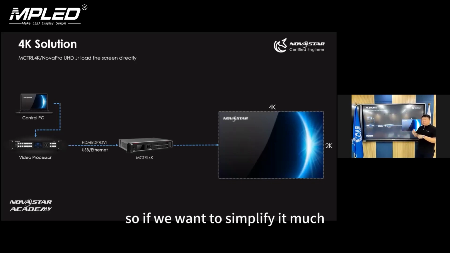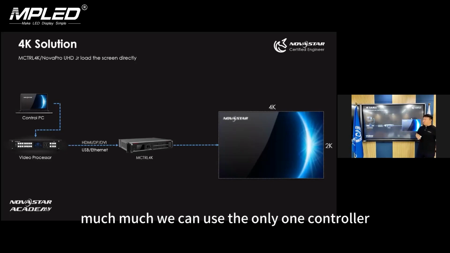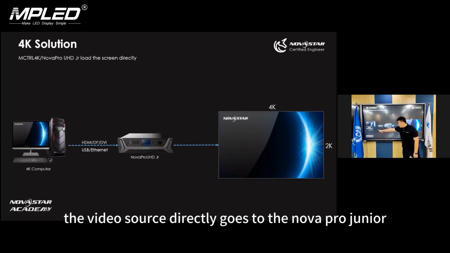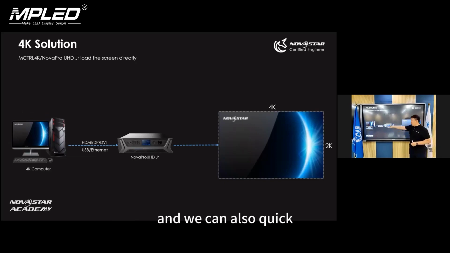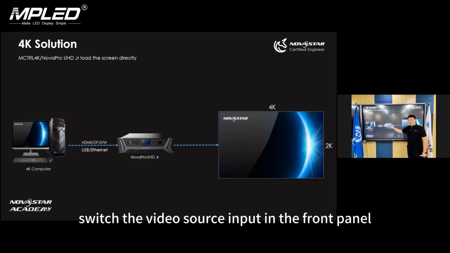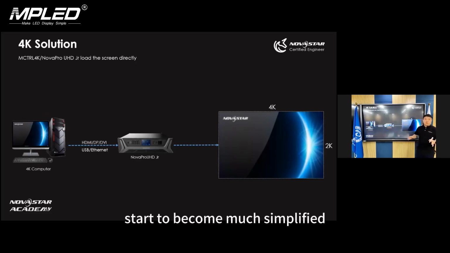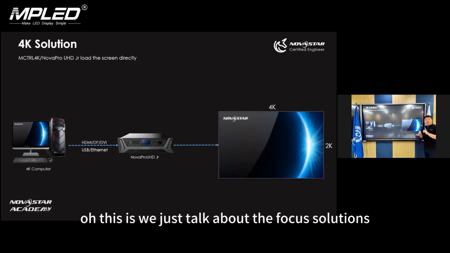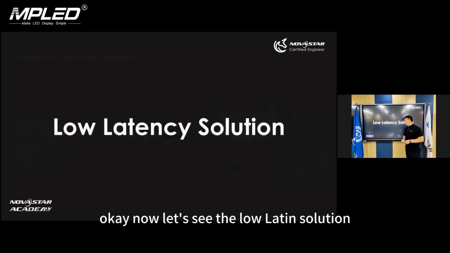So if we want to simplify it much more, we can use the all-in-one controller. Here, the video source goes directly to the Nova Pro UHD Junior, and we can directly load the 4K screens. We can also quickly switch the video source input on the front panel, and it supports opening layers on the front panel. So the system structure becomes much simplified. Okay, we just talked about the 4K solutions. Now let's see the low latency solution.